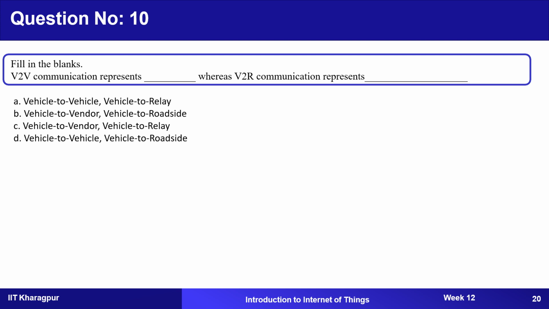D, ma'am. Okay. Anyone else? D, ma'am. Yeah, so the correct option is vehicle to vehicle. V2V is vehicle to vehicle and V2R means vehicle to roadside units.